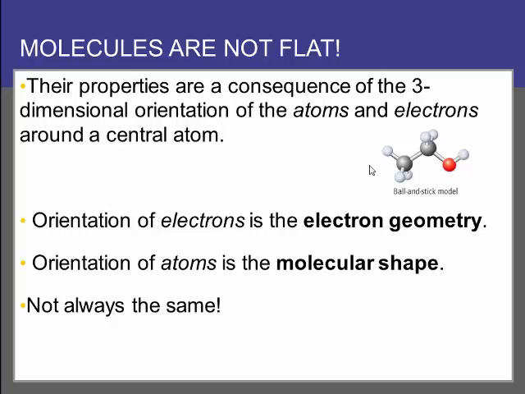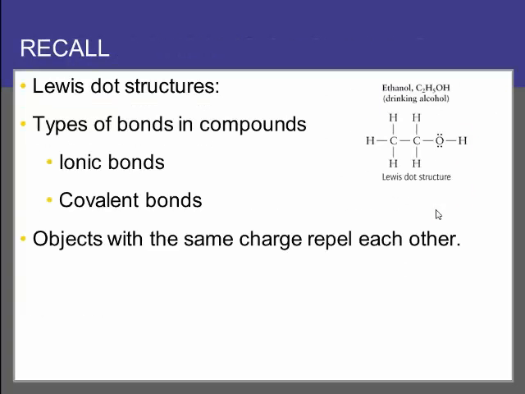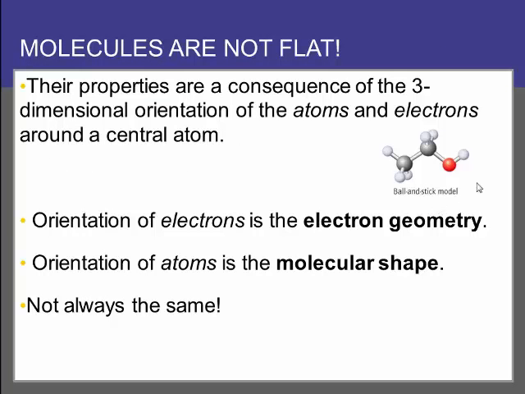Here's the ball and stick model of ethanol. Just like we saw on the previous slide, here's a Lewis dot structure of ethanol that appears to be flat. But if we make a ball and stick model from a model kit, or look at this picture here, we can see that the molecule is certainly not flat, right? The oxygen has sort of a bent shape to it. Each carbon here, these large black spheres, has hydrogens poking out in three-dimensional orientation.